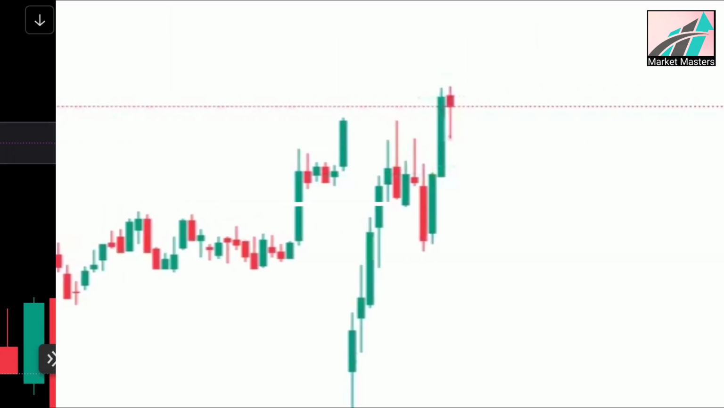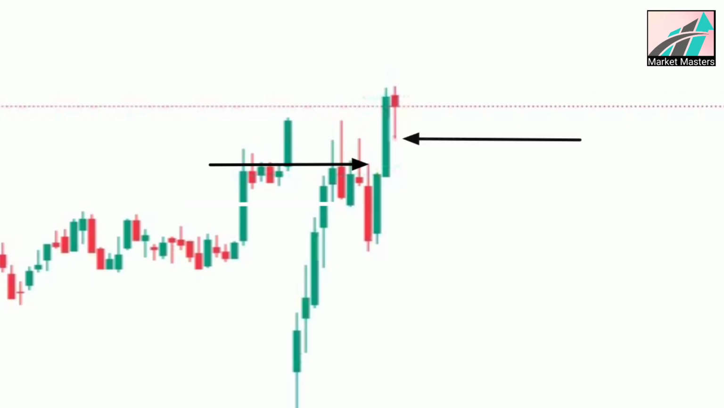Let's get back to the chart we paused earlier and continue analyzing it. Now let's mark this fair value gap and observe how price reacts around this zone.